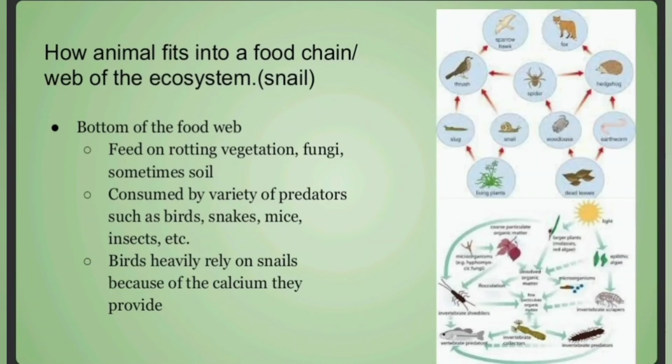Snails generally fit towards the bottom of the food chain. They mostly consume rotting vegetation, fungi, and occasionally soil. They are targeted by many predators, but specifically birds, snakes, mice, and insects. Birds are their biggest predators, and they heavily rely on the calcium that the snail shell provides.